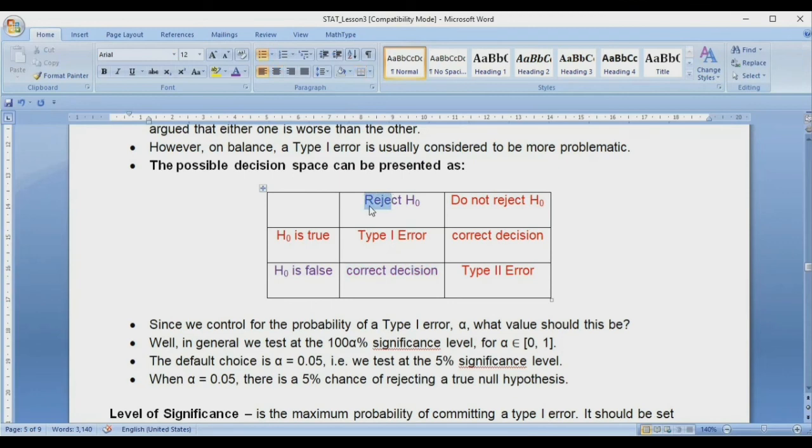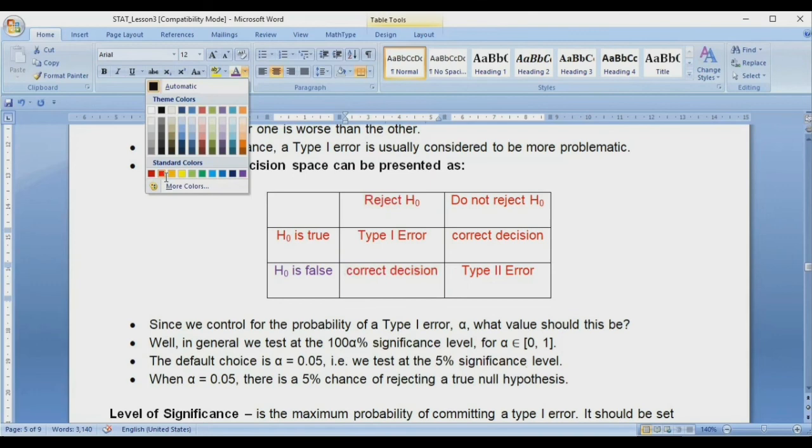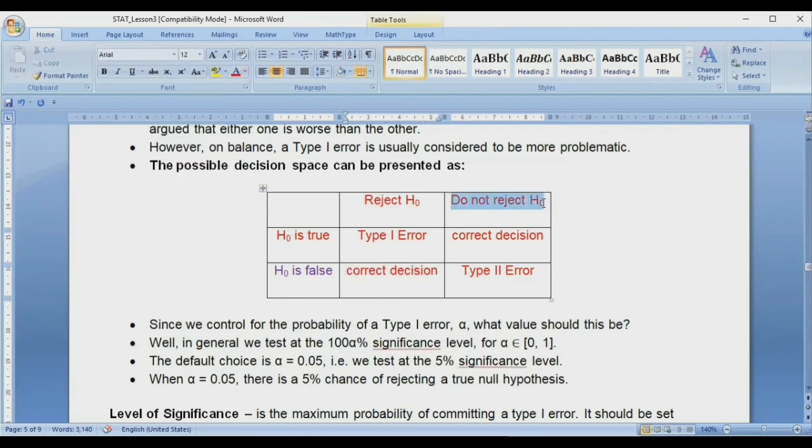Or what if, ang ginawa mo naman, in-accept mo yung null, do not reject, in-accept mo yung null, kahit yung null na yon, false. So, ano na commit mo? In-accept mo yung false, in-accept mo yung mali. Type 2 error. Okay?